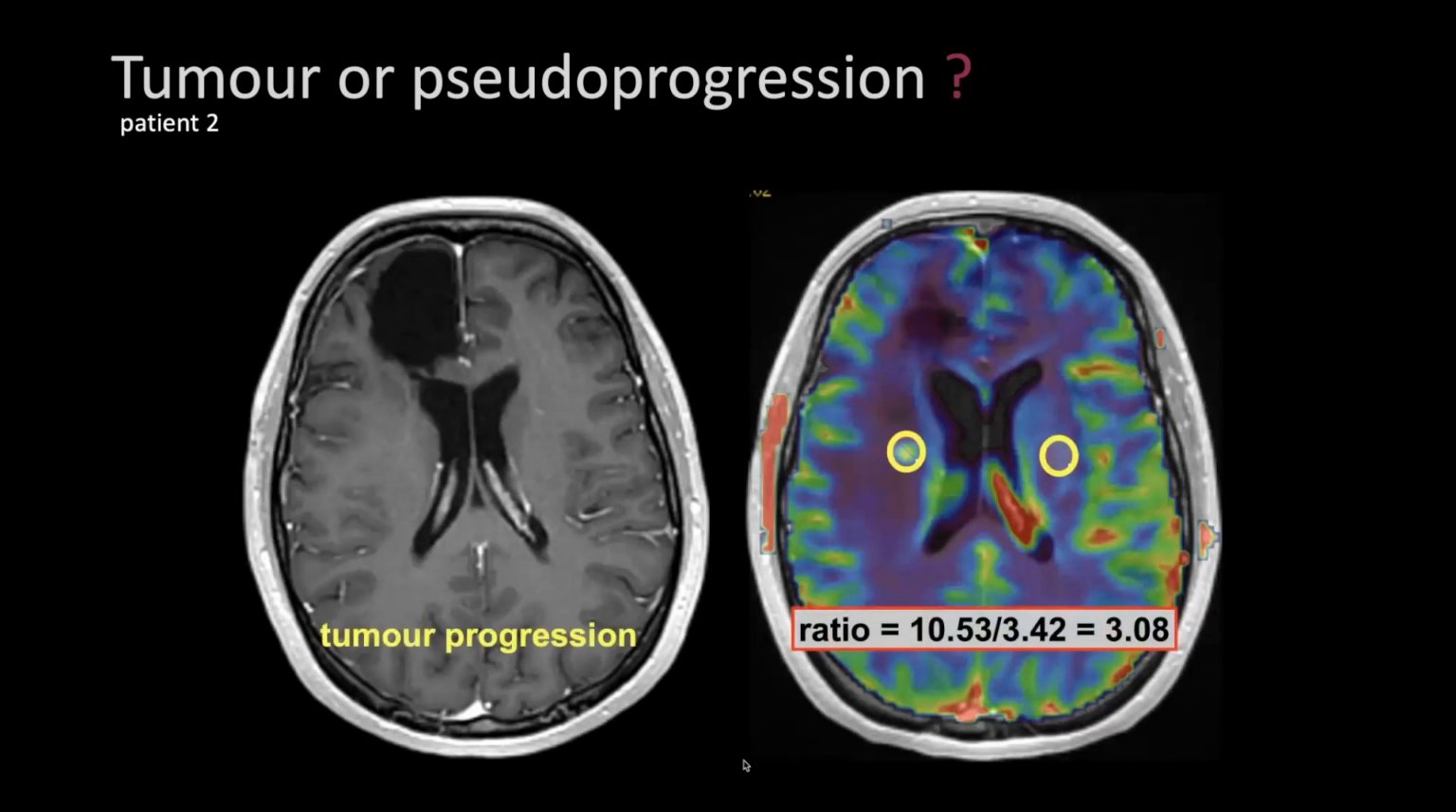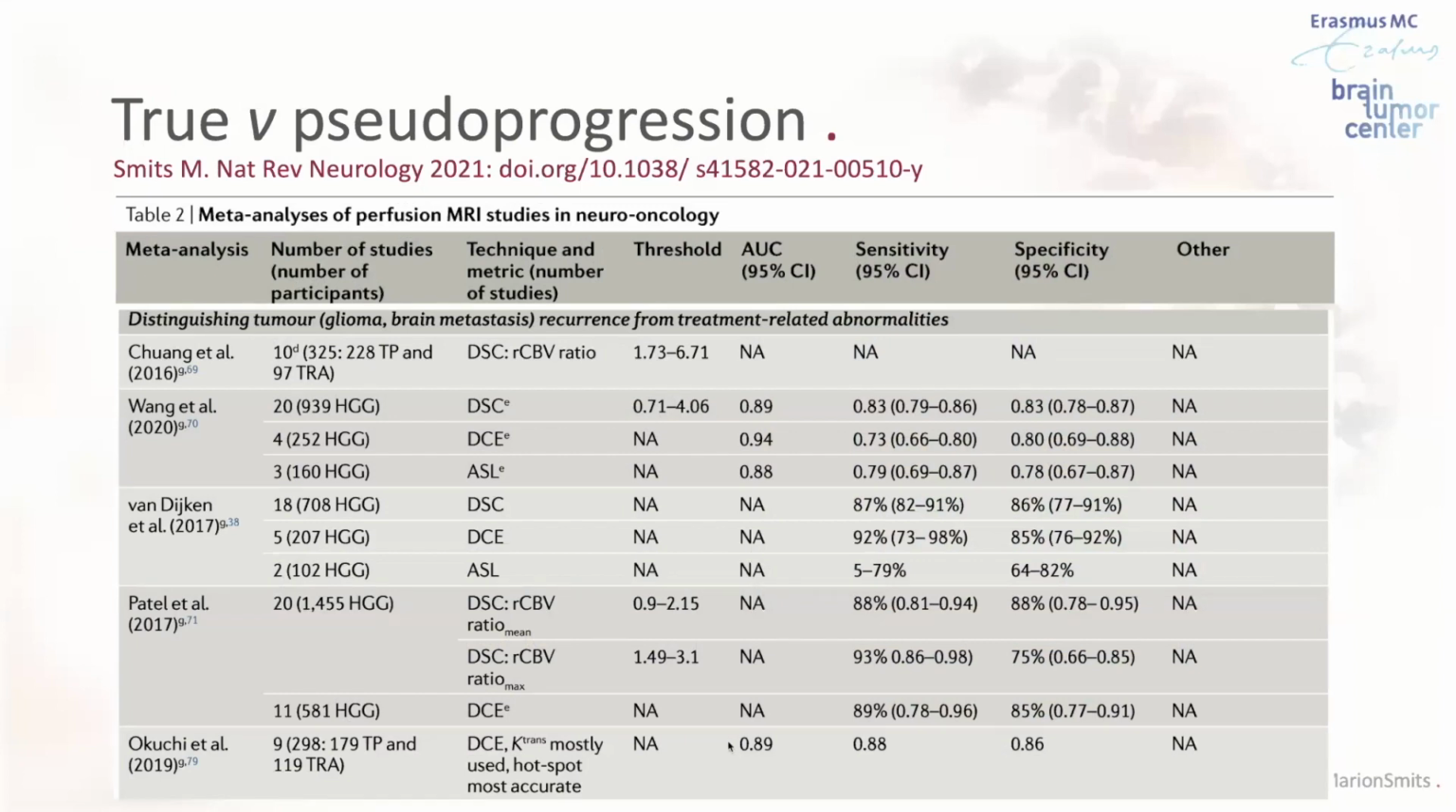So these are, of course, my best cases where it's all very clear. But the accuracy is not 100%. This is an overview of meta-analyses that have been done on this particular research question, distinguishing tumor recurrence or progression from treatment-related abnormalities. You can see there's a lot of studies done with a lot of techniques. What I just showed you was DSC, dynamic susceptibility contrast enhanced imaging, but also dynamic contrast enhanced, the T1 weighted technique, has been assessed, as well as ASL, but the majority of the studies has been done with DSC.